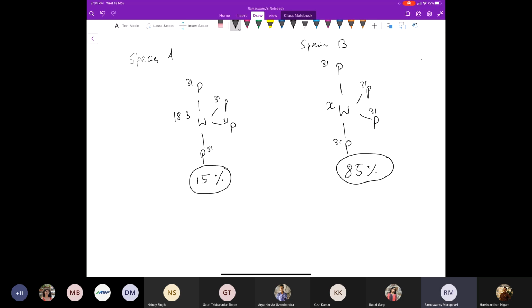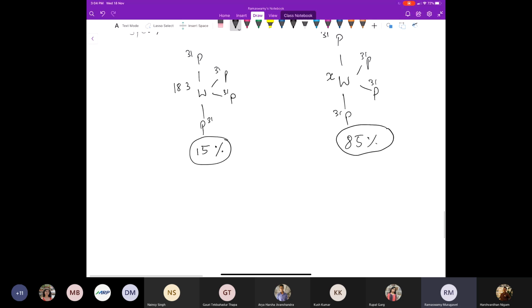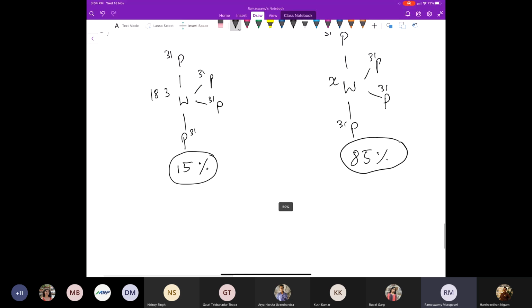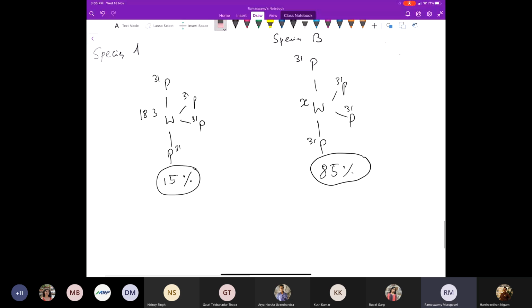There's no confusion up to this, right? So the molecule contains 85% of tungsten not NMR active, but phosphorus NMR active. 15% of tungsten and phosphorus both are simultaneously NMR active, right? Let us now draw the spectrum of both the species separately. Let us not confuse ourselves. The right side is a straightforward one. It will give you two triplets.